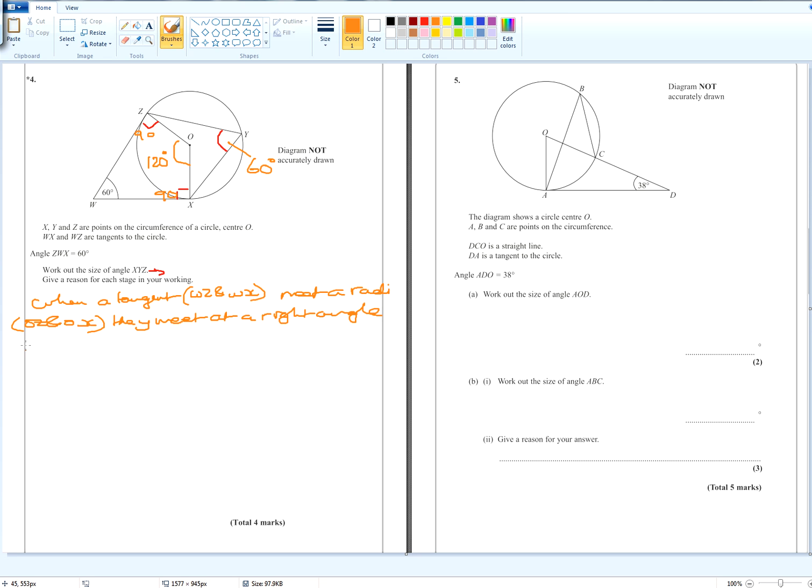So we can now say, therefore, angle WZO and WXO are equal to 90 degrees. Now, what's the next bit of maths? What did we say about the shape here? Angle sum. So what was it?